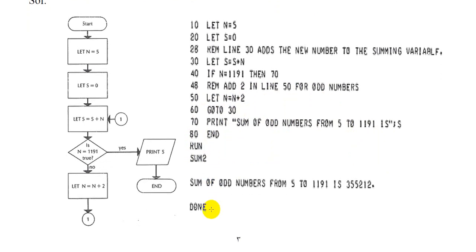We just got to go right to sum 2. The sum of all the odd digits from 5 to 1191 is in the following form: 355,212. Done.